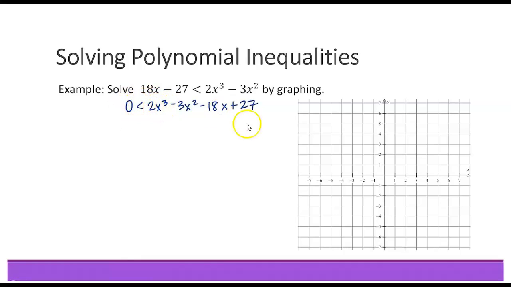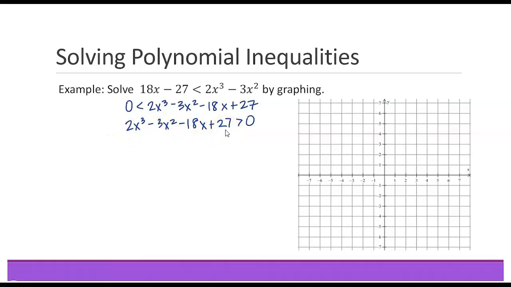But if we want the 0 to be on the other side, then what we'd have to do is think about it as 2x cubed minus 3x squared minus 18x plus 27. When is that greater than 0? Right, so we want the inequality, the shark mouth, to be eating the 2x cubed part, so we have to flip it if we want it to be on the left-hand side. Alright, so in order to graph it, we need to have it factored. So 2x cubed minus 3x squared minus 18x plus 27, how do we factor that?